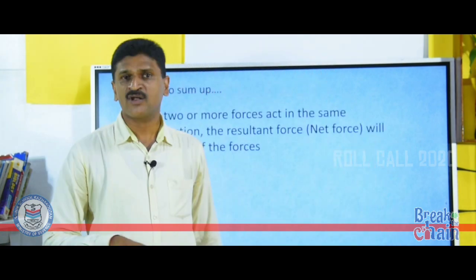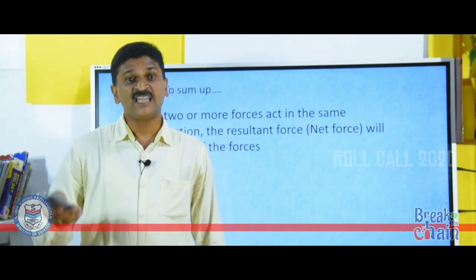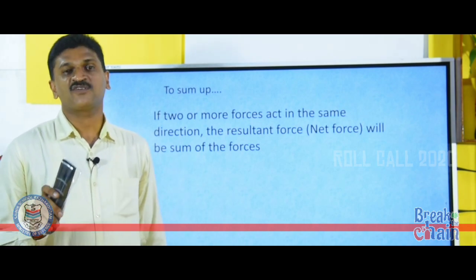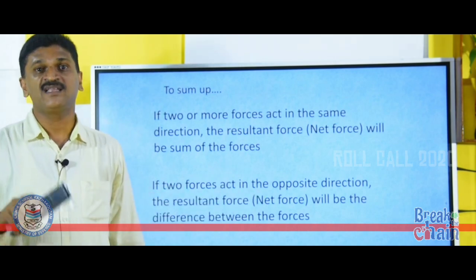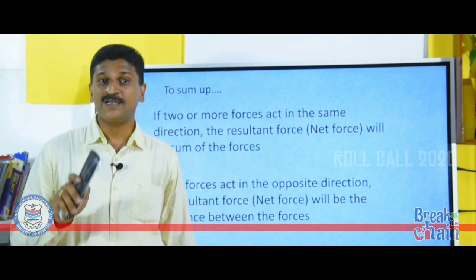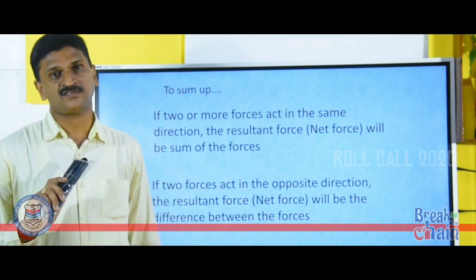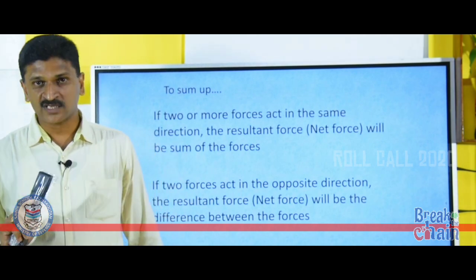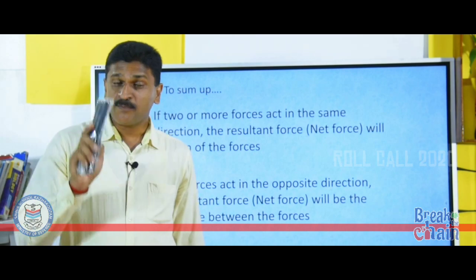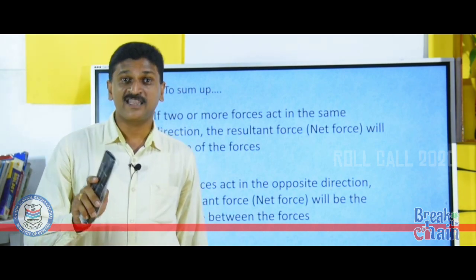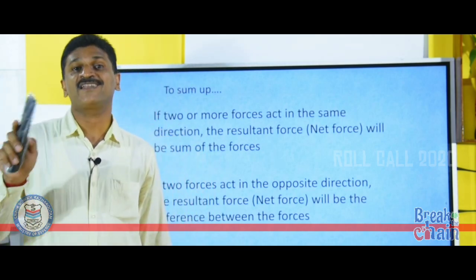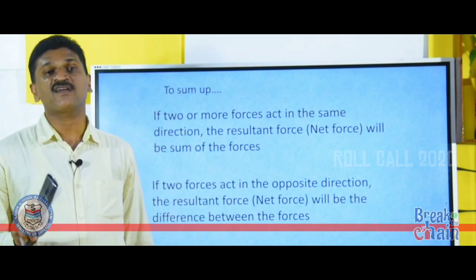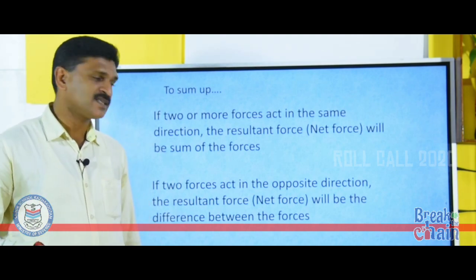To sum up, we can say that if a number of forces are acting on an object in the same direction, the resultant force, we call it net force, will be the sum of the forces, and if two forces are acting in the opposite direction, the resultant force, net force, will be the difference between the forces. One more thing we should remember always, that is, if a number of forces are acting on an object, then the effect of the force on the body will be due to the net force. So, it is the net force which produces any effect on the body. Let us go further.